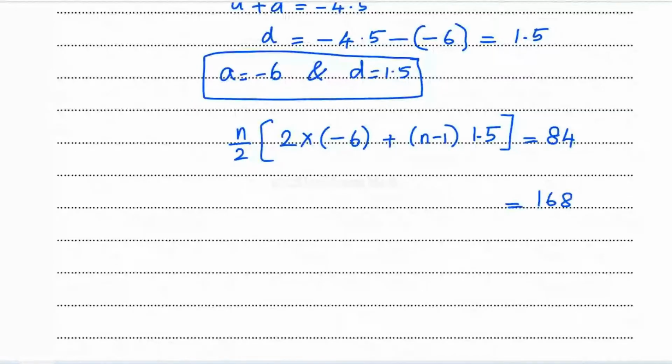Negative 12n plus 1.5 n square minus 1.5 n. 1.5 n square minus, okay, both are negative, so 13.5 n minus 168 equal to 0.